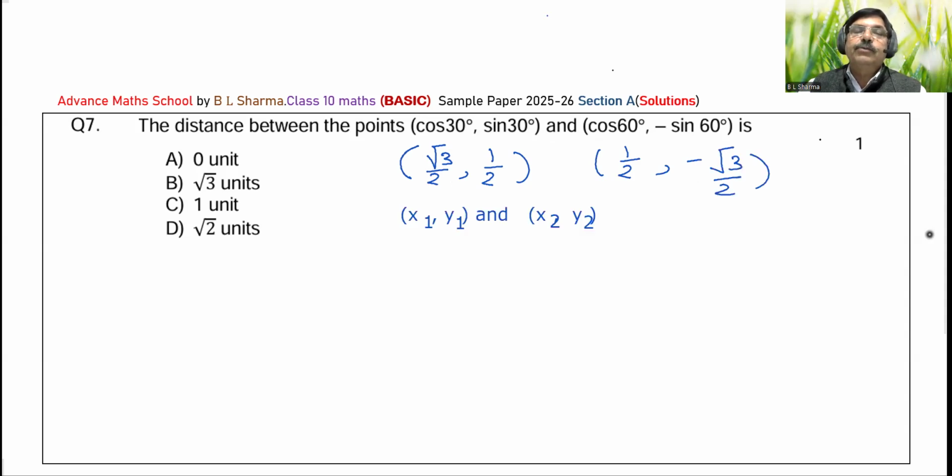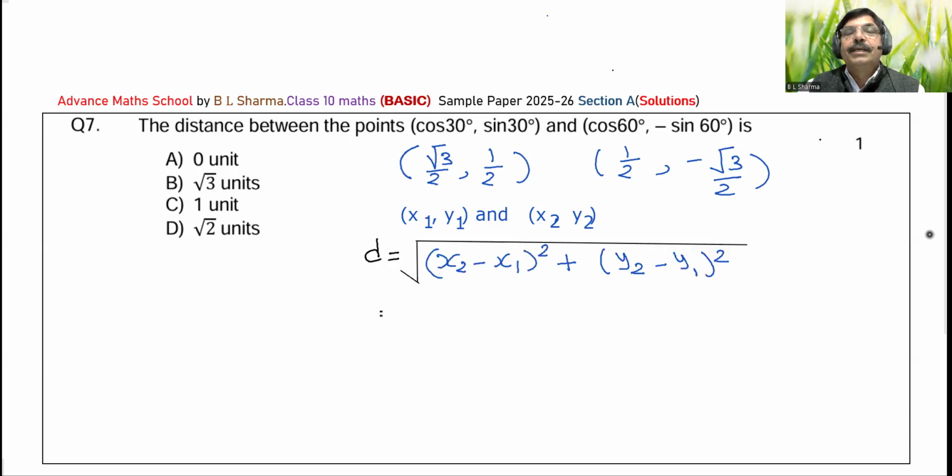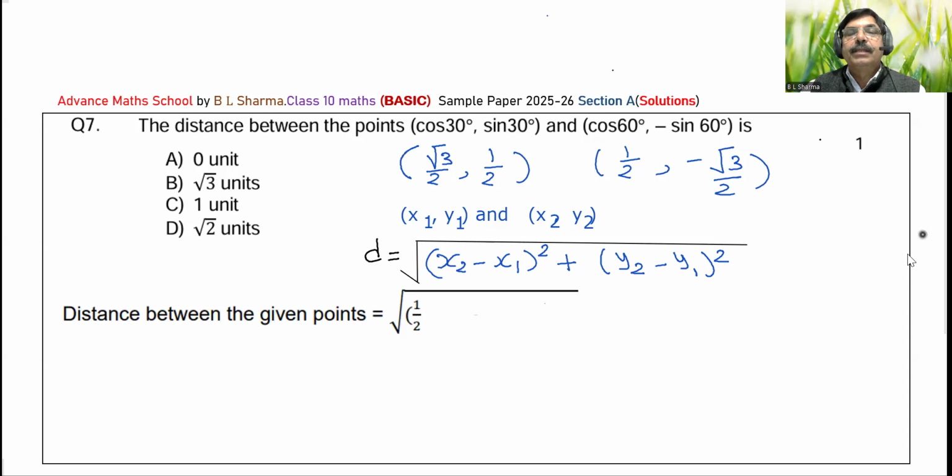Taking the 2 points x1, y1 and x2, y2, we know the distance is given by x2 minus x1 whole square plus y2 minus y1 whole square. Replace these values. This is x1, y1, x2, y2. ये value replace कर देंगे. So the distance will be x2 minus x1 whole square plus y2 minus y1 whole square.